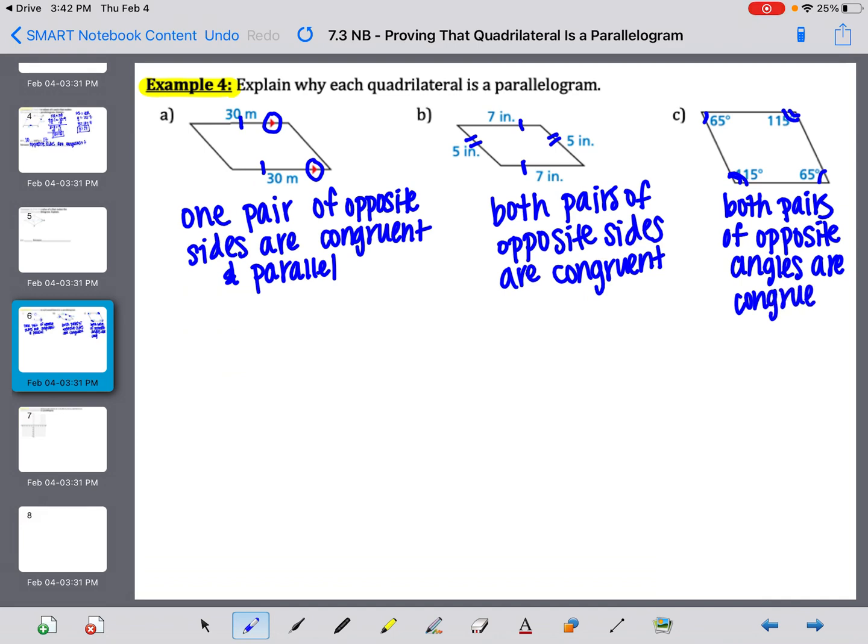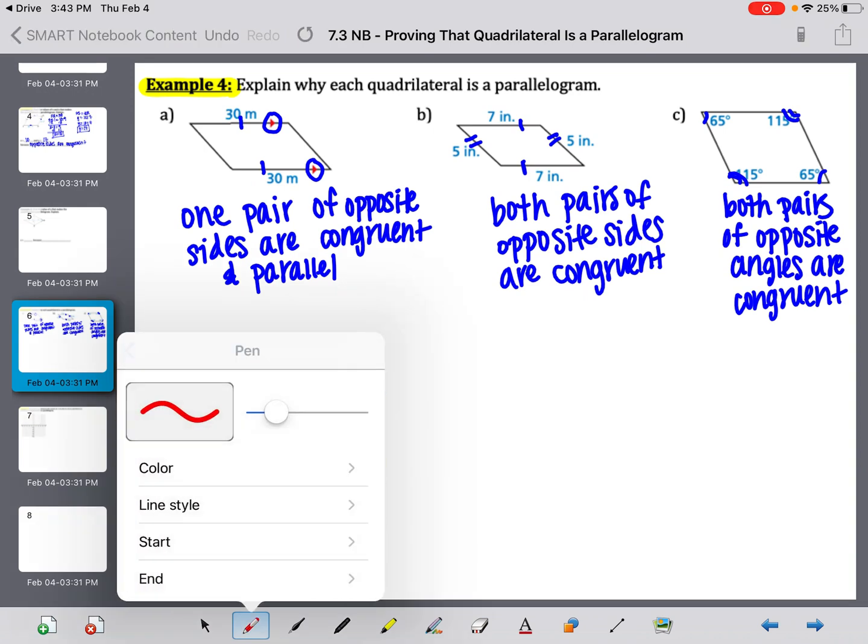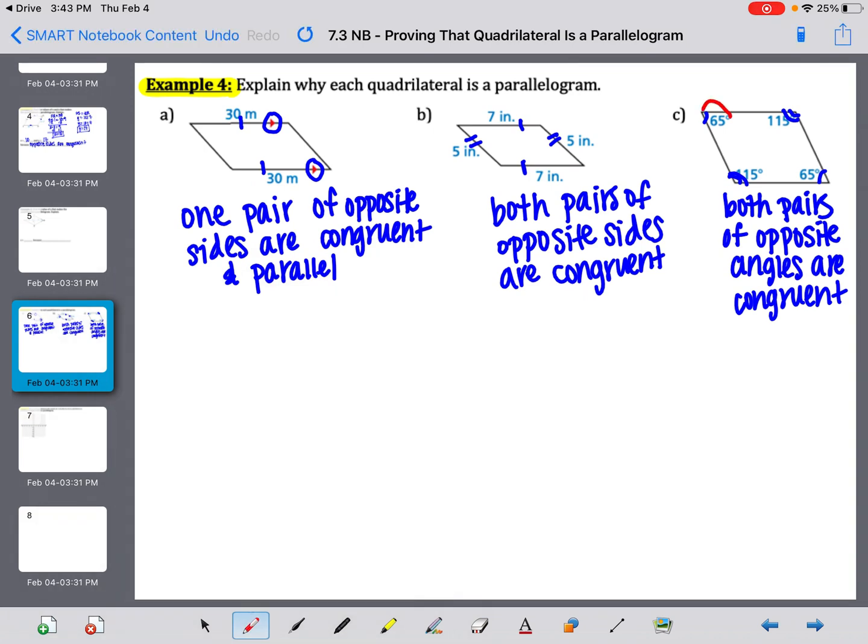Notice I also could have used the fact that I have 4 pairs of consecutive interior angles being supplementary, right? And that's kind of what was shown in the last video. Here's one pair of consecutive interior, another pair, and another pair there.